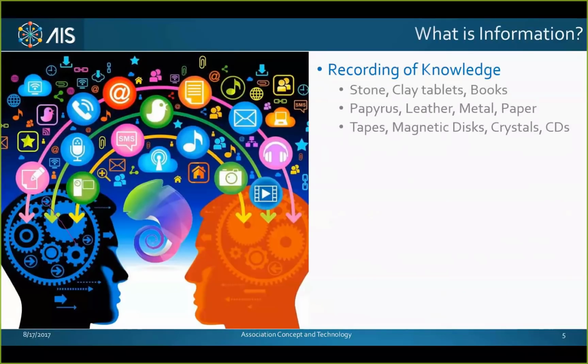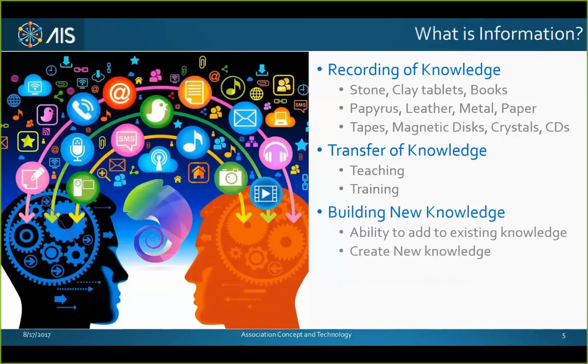What is information? Now, information is basically the transfer of knowledge. In our history as a species, we've gone from nothing to recording our knowledge either on stone, on clay tablets, on books, papyrus, leather, metal, paper, tape, magnetic disc, whatever medium we could find. And that was for the purpose of recording our knowledge, our experience as a species. The purpose for this was to transfer that knowledge in either training or teaching to the next generation. And of course, the next generation would then use that knowledge to build and create new knowledge or add to the existing base of knowledge.